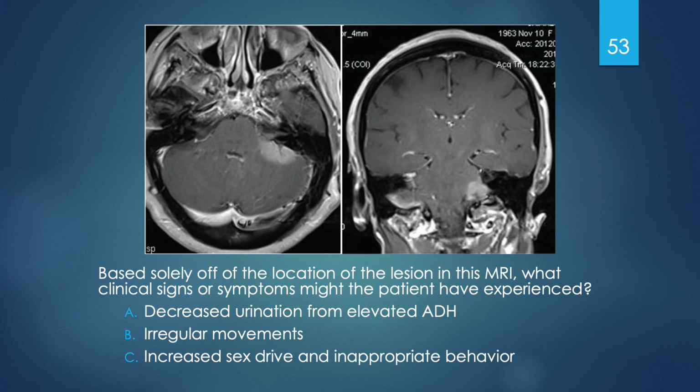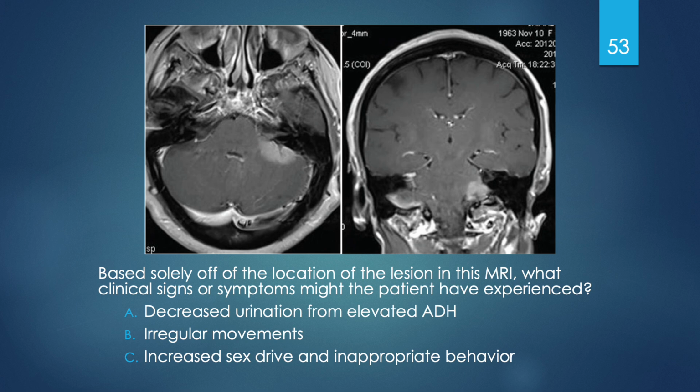Would it be A, decreased urination from elevated ADH, B, irregular movements, or C, increased sex drive and inappropriate behavior? Okay, so this is interesting. I'll give you a minute to think about it. Okay, so what could it possibly be?